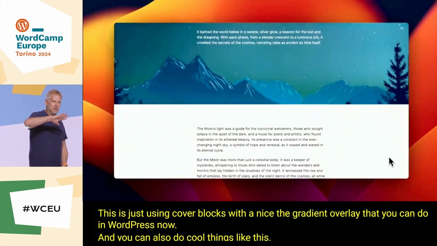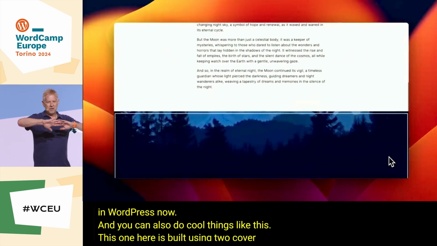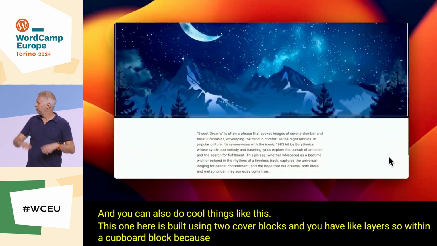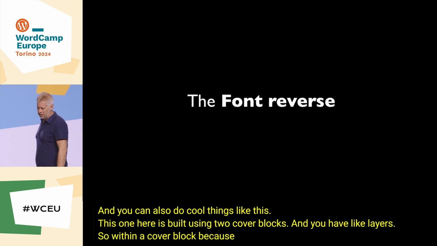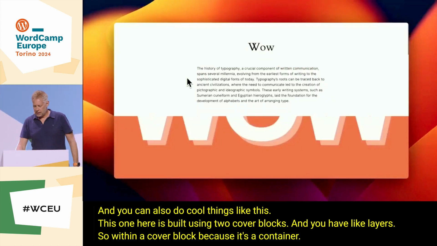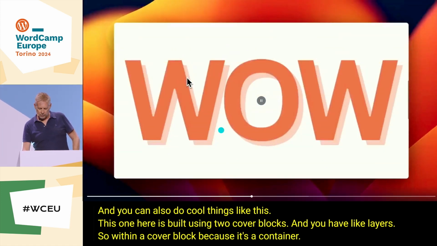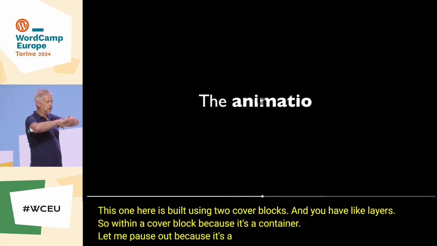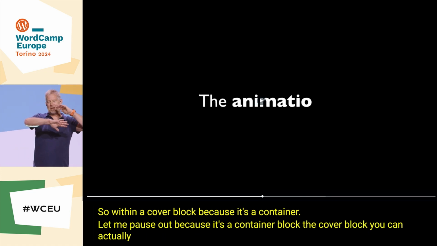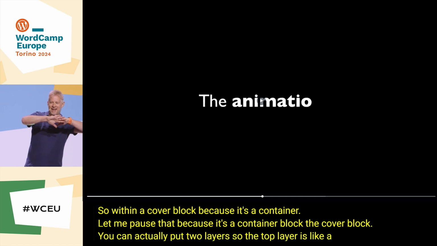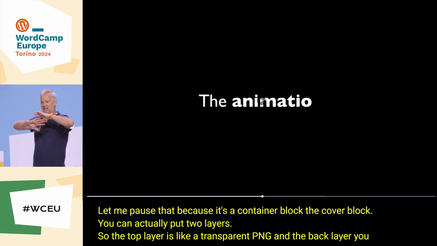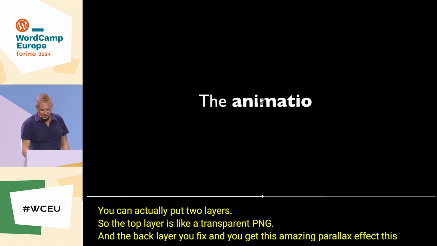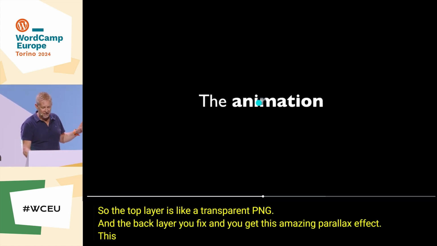This one here is built using 2 cover blocks. You have layers, so within a cover block, because it's a container block, you can actually put 2 layers. The top layer is like a transparent PNG, and the back layer you fix, and you get this amazing parallax effect. This next one here, and these are all just core blocks. There's nothing custom here.